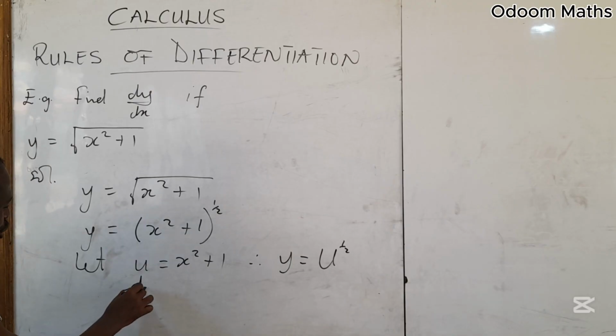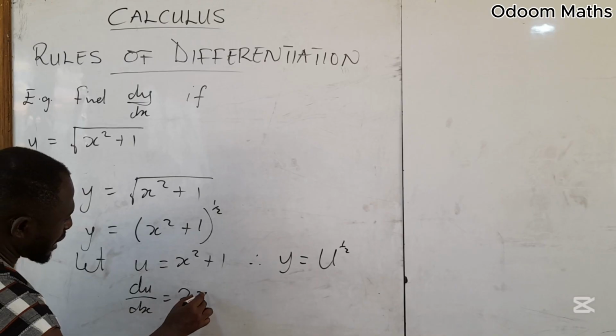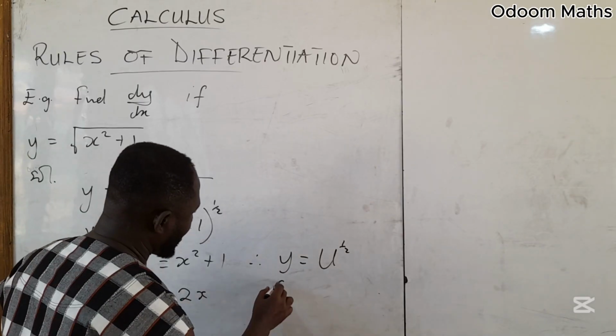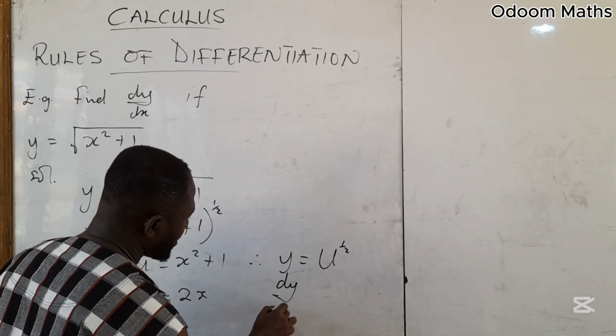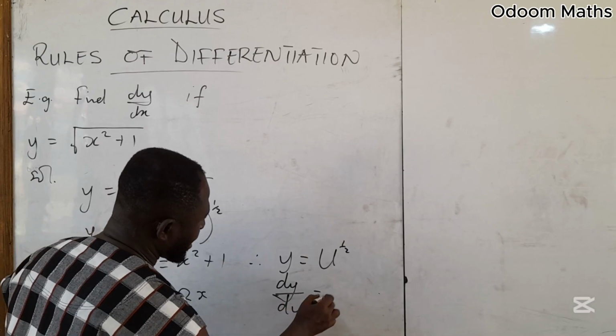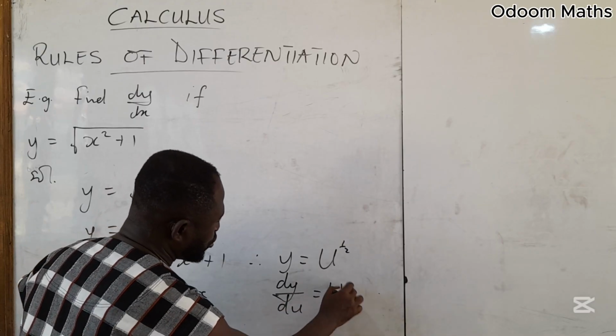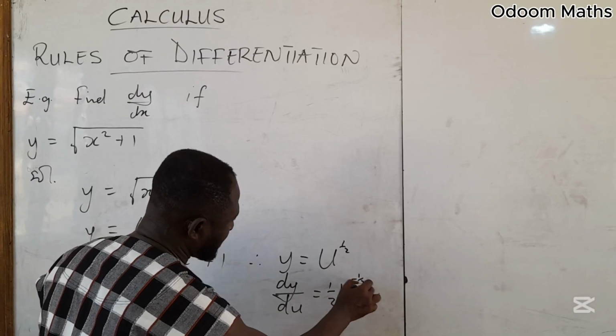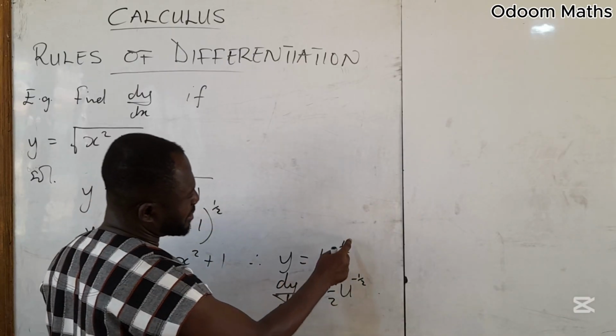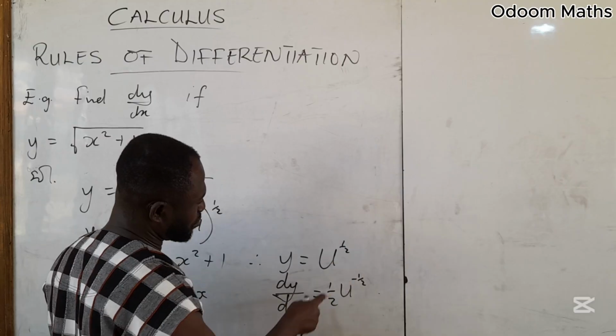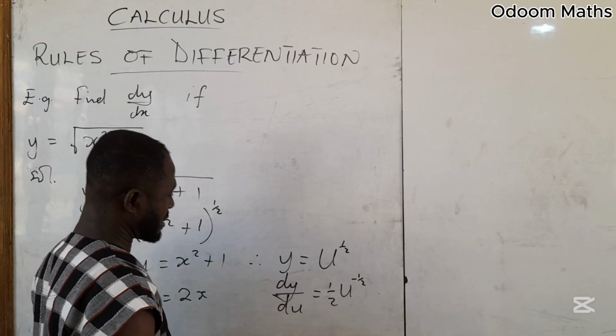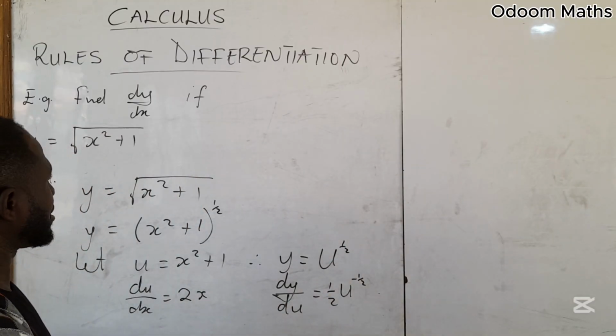So our du/dx becomes 2x. Then when we come here, our dy/du becomes one half u to the negative half. That is, when you subtract 1 from this power, you are going to get negative half. So this half should multiply this. The rule says that. Now let's continue.